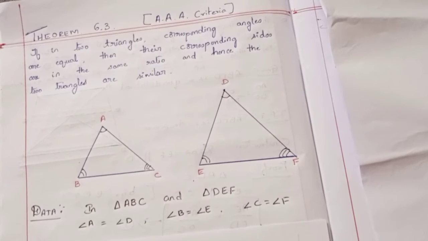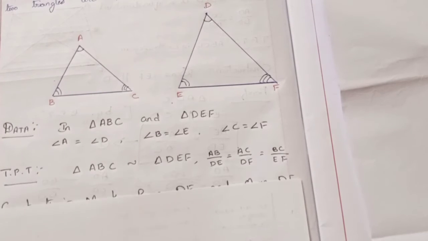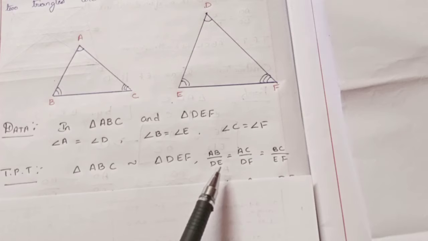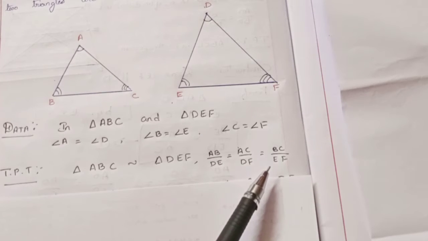So we need to prove that triangle ABC is similar to triangle DEF. Along with that, before proving this one, we need to prove that their sides ratios are equal. AB by DE is equal to AC by DF, that is equal to BC by EF.